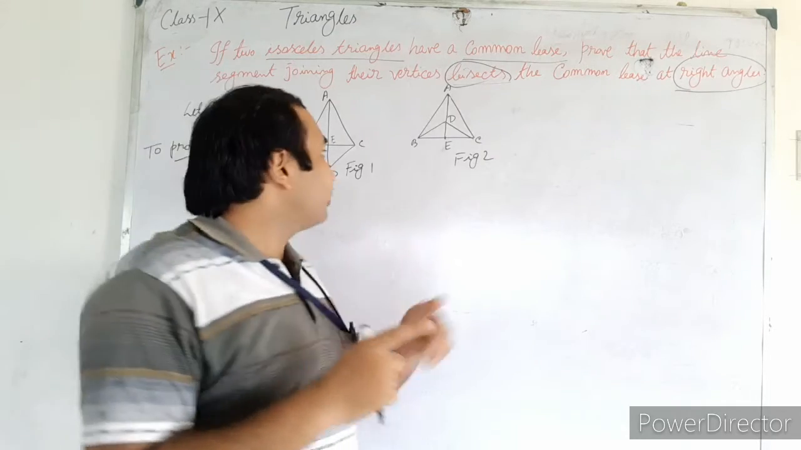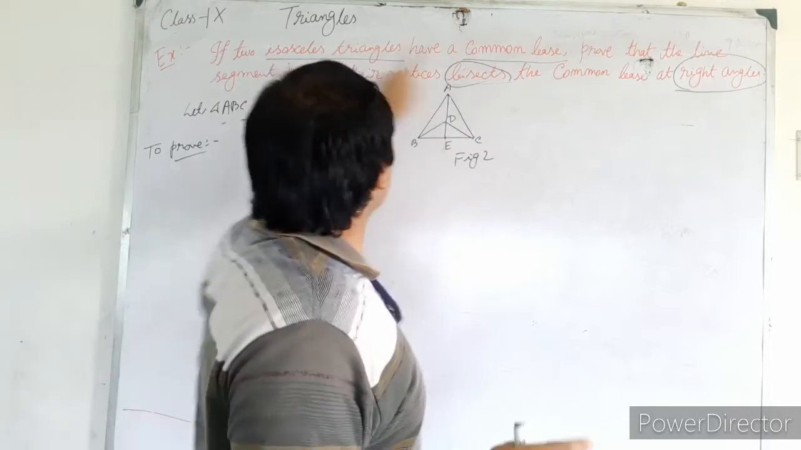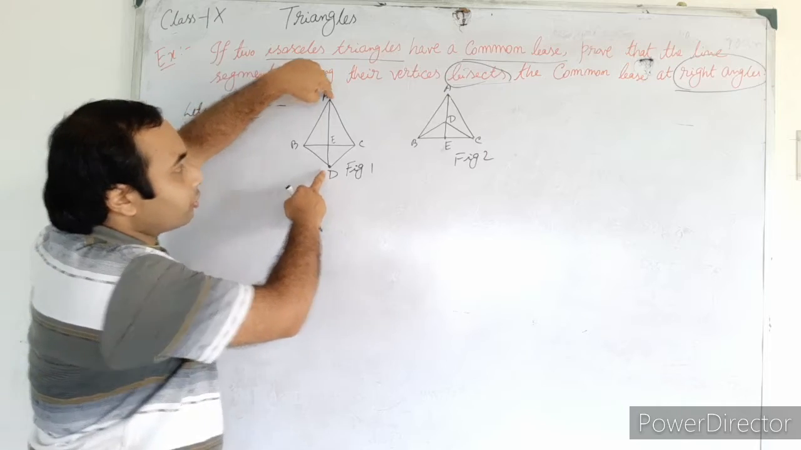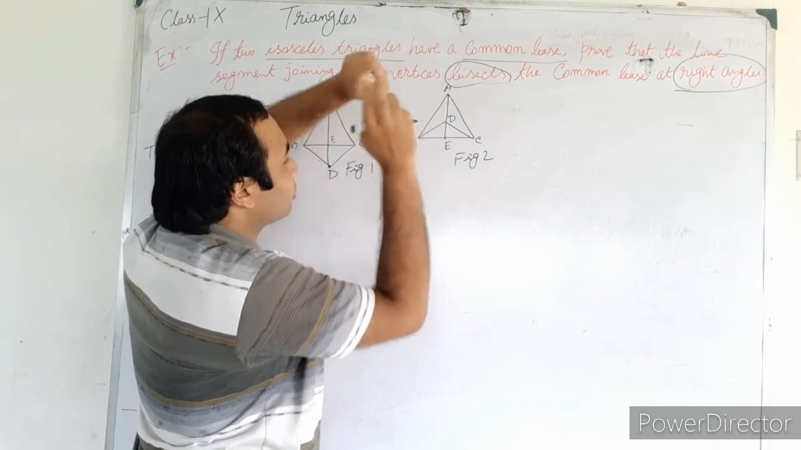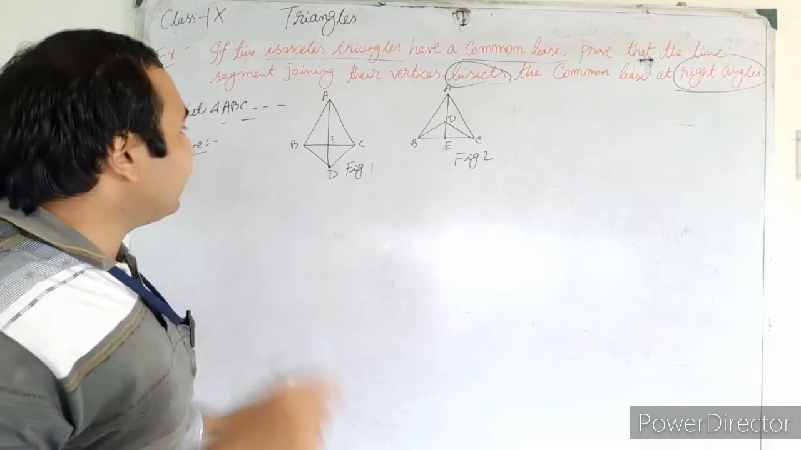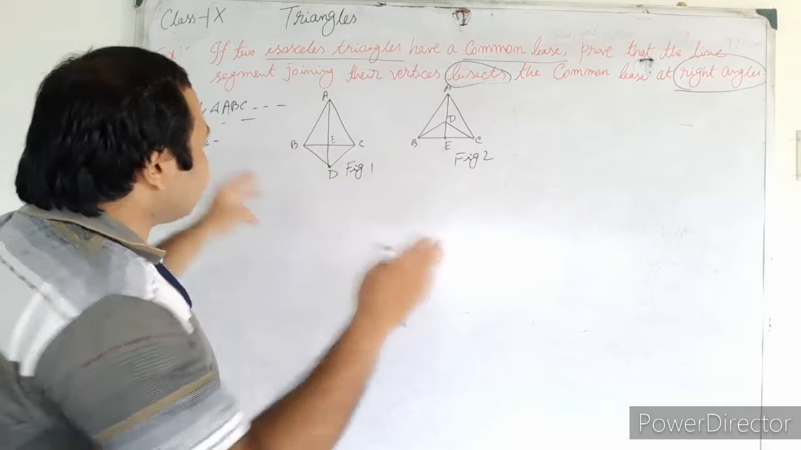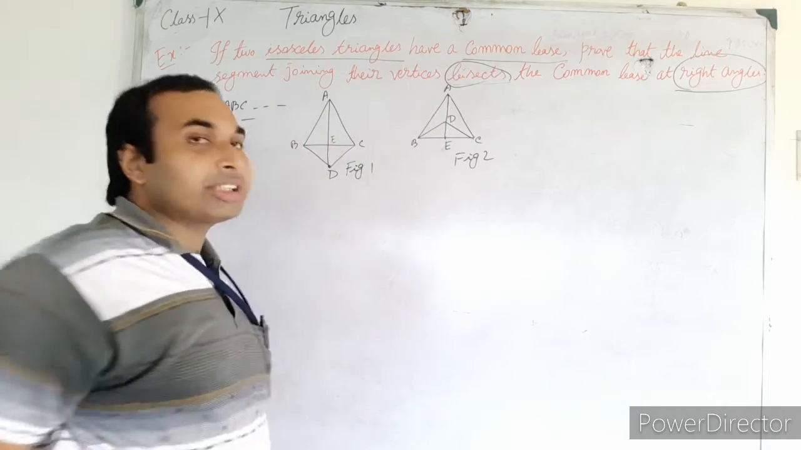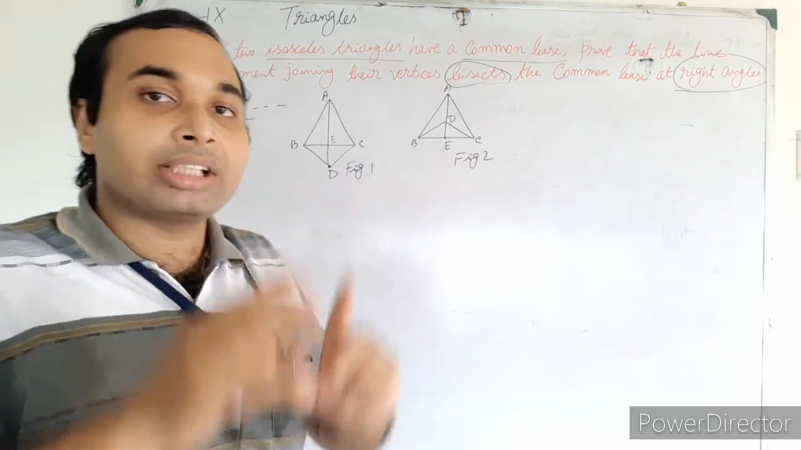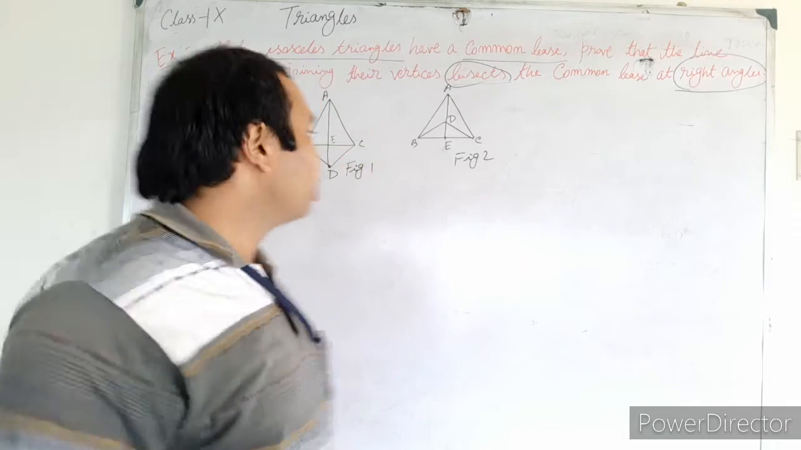So you have to prove that this line AD, that is the line segment joining their vertices. Here A and D are those two vertices, and here also A and D are those two vertices. So the line segment joining those two vertices is AD. Now what is to be proved? This line segment AD is bisecting the common base BC, and not only bisecting, but at right angles, that is, it will be perpendicular on the common base. You have to prove those two things.